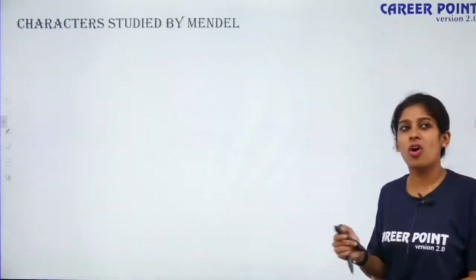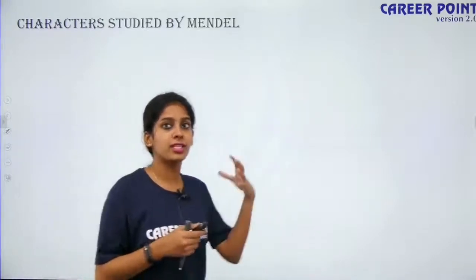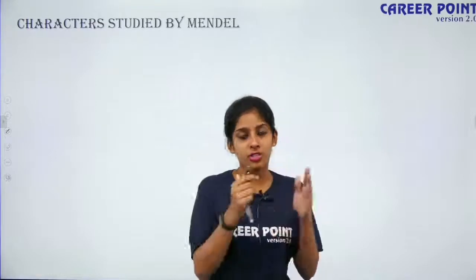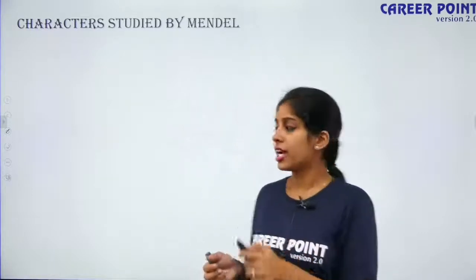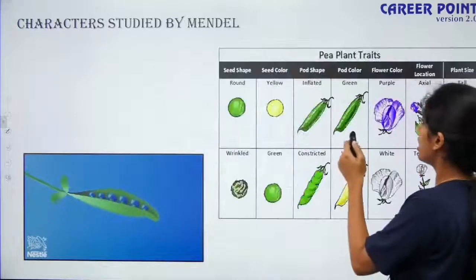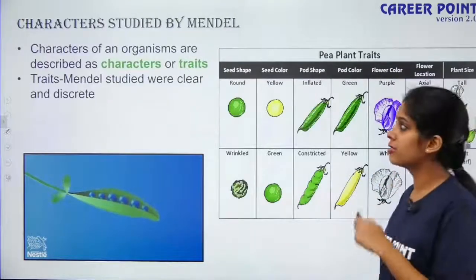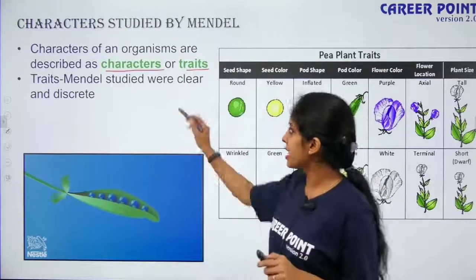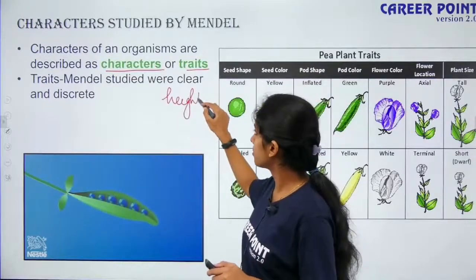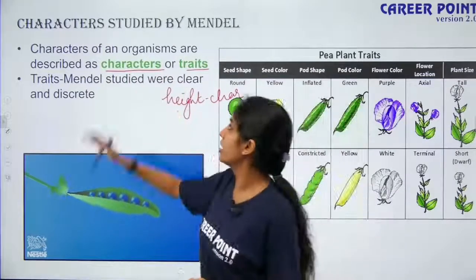So going forward, what did he study in the pea plant? So we understood Mendel did experiments and he came up with the idea that there are discrete factors that are passed from one generation to the other. We saw the reasons why he selected the pea plant. But now, what did he study in the pea plant? That is what we are going to see. So he studied these 7 characters. Characters of an organism are described as characters or traits. For example, if I say height is a character, height of the plant is a character. So that is called characters or traits.